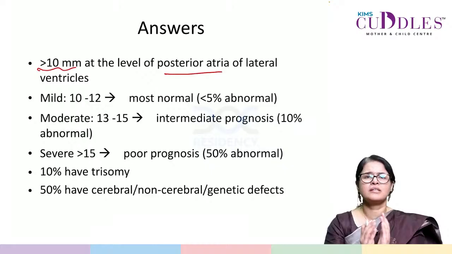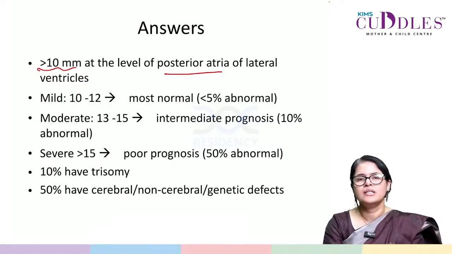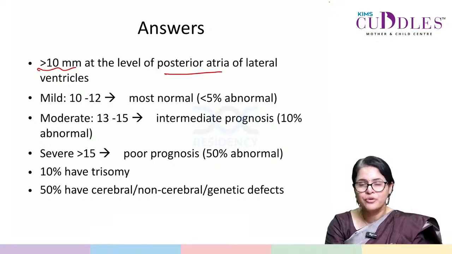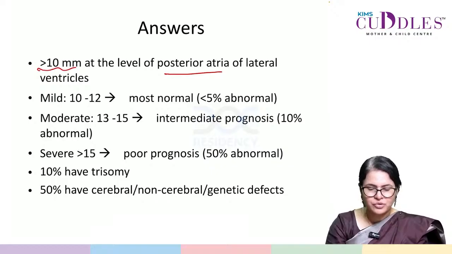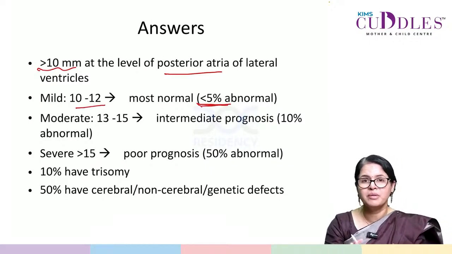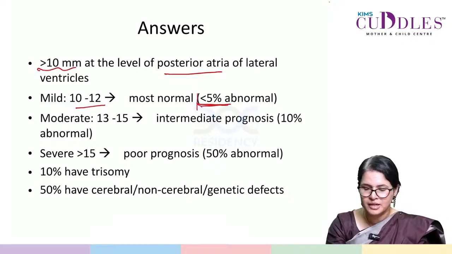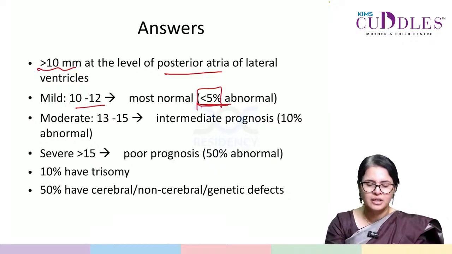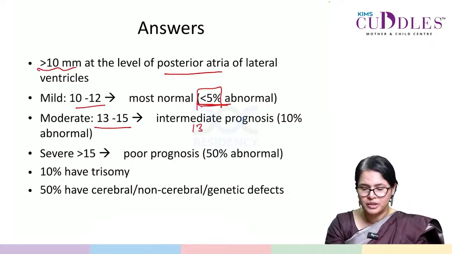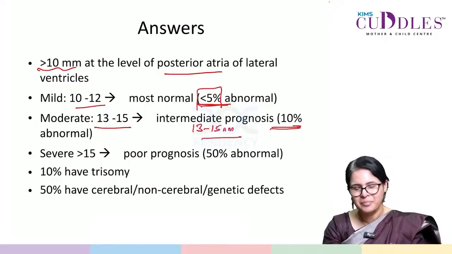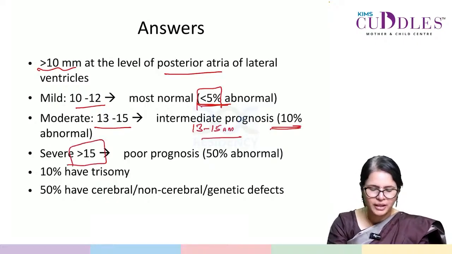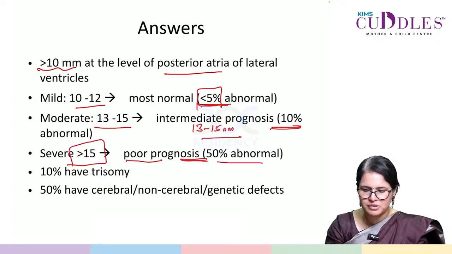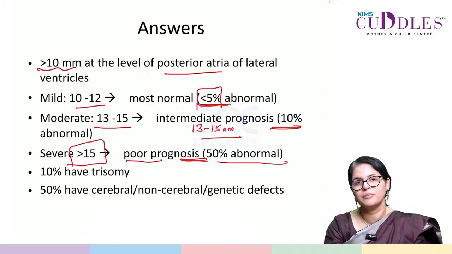This again is classified as mild, moderate and severe, just like the classification in hydronephrosis. Mild refers to 10 to 12 millimeters, where most of the babies would turn out to have a normal prognosis, and less than 5% are going to be abnormal. In moderate lateral ventriculomegaly of 13 to 15 mm, they will have an intermediate prognosis, or only around 10% will be abnormal. In severe ventriculomegaly of more than 15 mm, the prognosis is poor and around 50% will be abnormal.